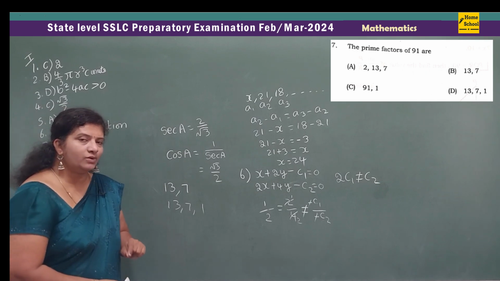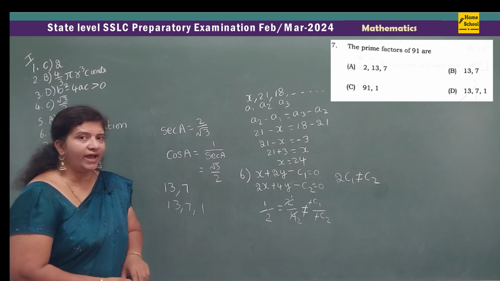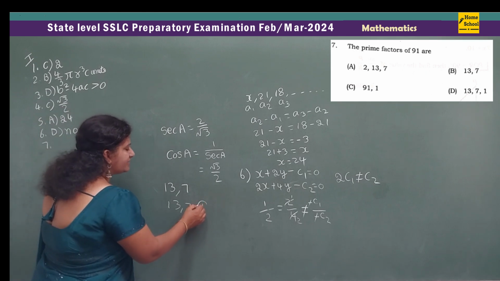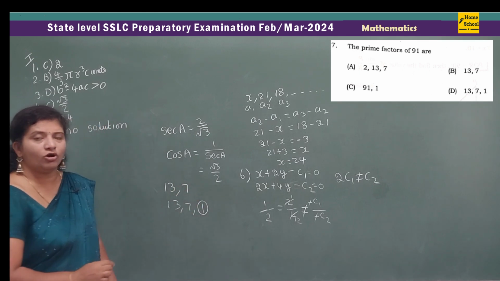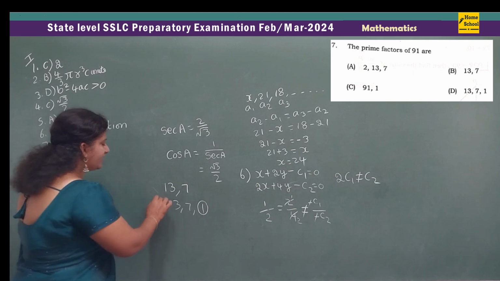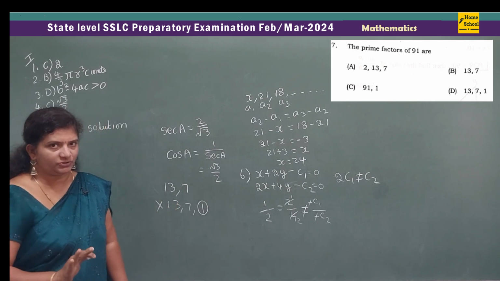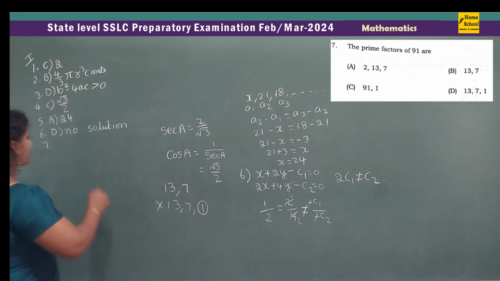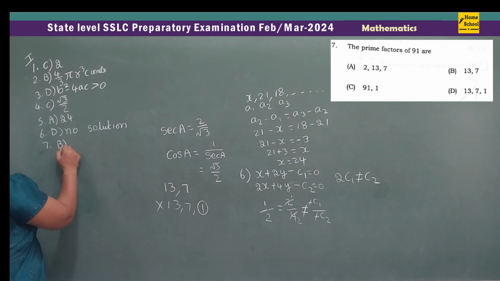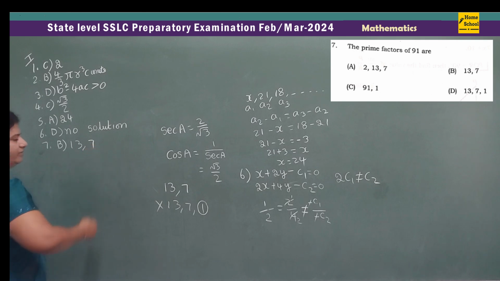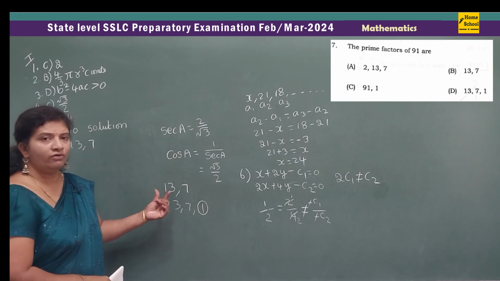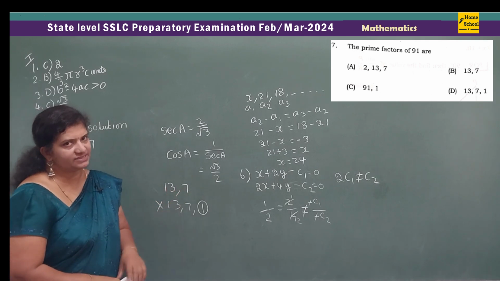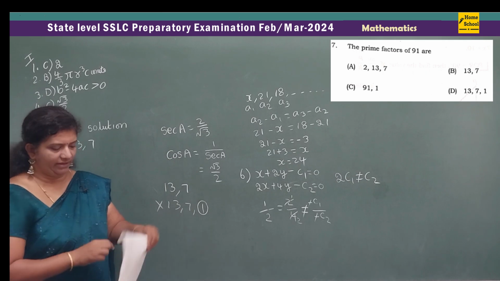But observe the word prime factors. Here you can see 1 is neither prime nor composite. So please don't go for this option. Your right answer is option B, 13, 7. What are the prime factors of 91? 13 and 7. Don't go for 1.